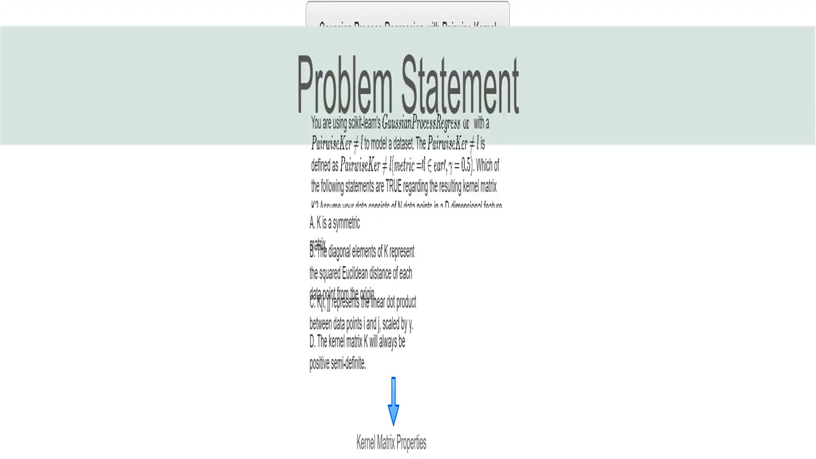I'm given a GaussianProcessRegressor using a PairwiseKernel with a linear metric and a gamma value of 0.5. I need to determine which statements about the resulting kernel matrix are true.